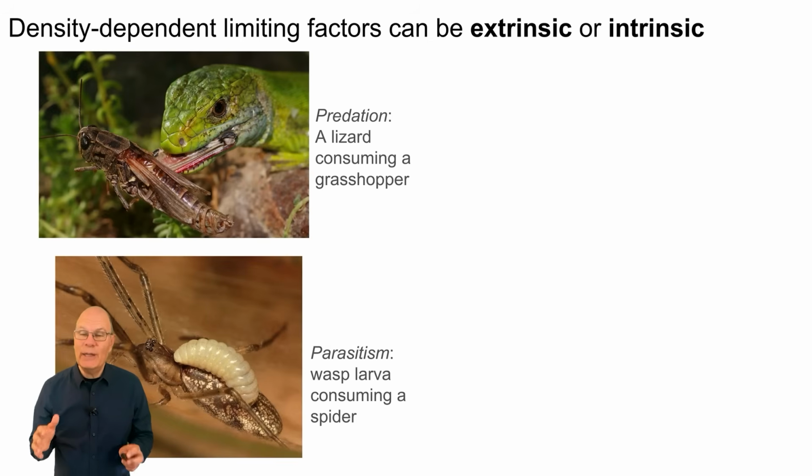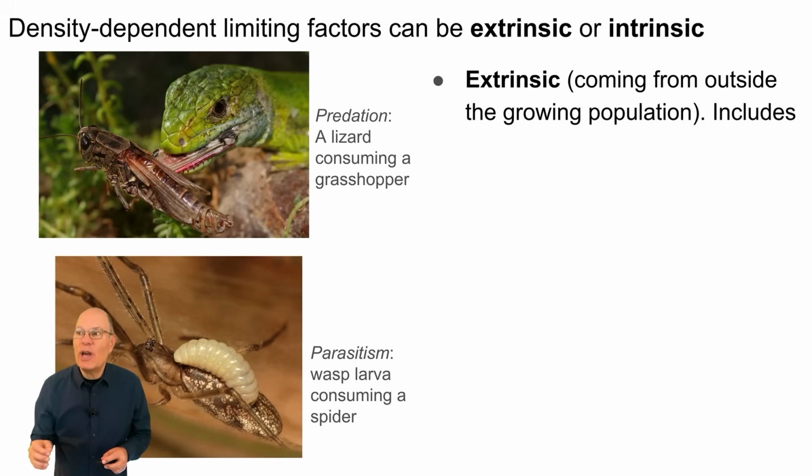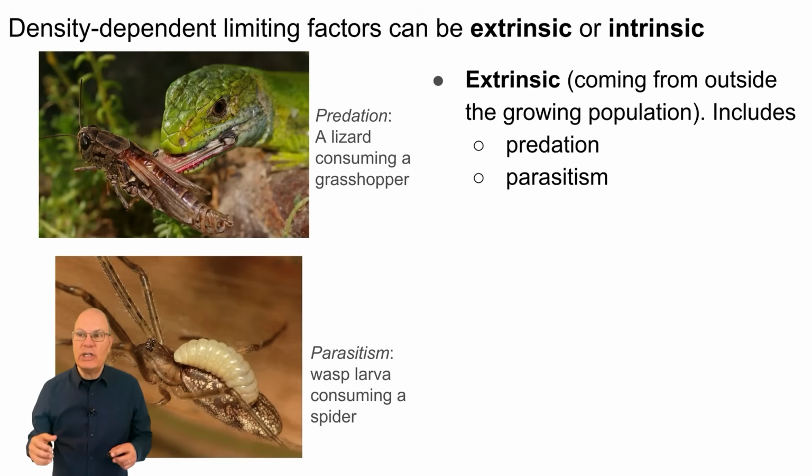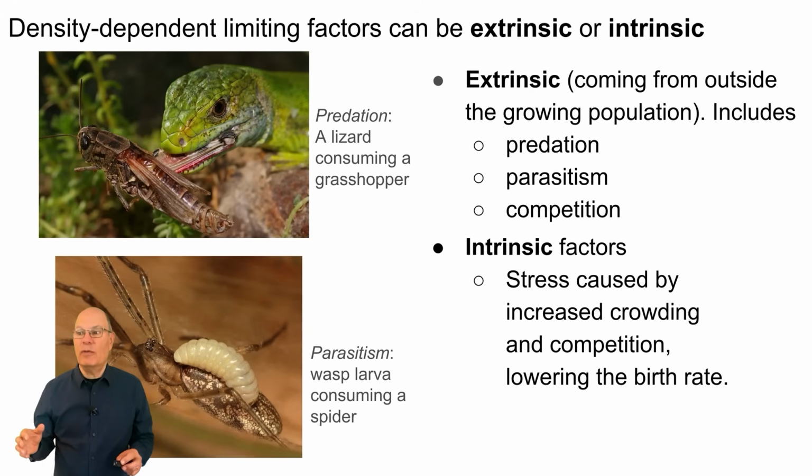Those density-dependent limiting factors that are part of the logistic growth model that characterize carrying capacity can be extrinsic or intrinsic. Extrinsic factors come from outside the growing population, and it includes things like predation, parasitism, competition. Intrinsic factors come from within the physiology of the growing population, and it's usually about stress caused by increased crowding and competition between individuals in the growing population, and that lowers the birth rate.